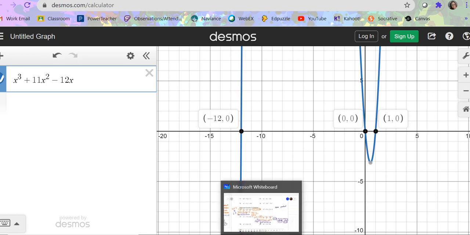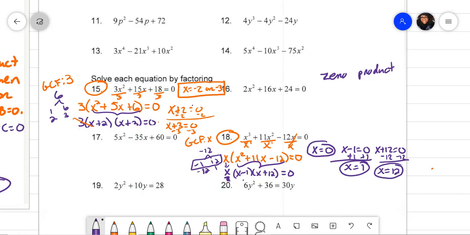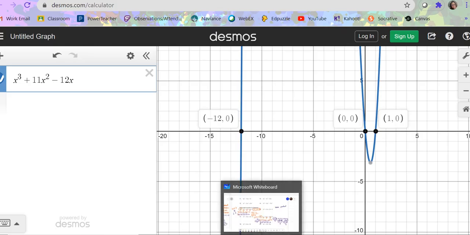So if we go back, those are the three answers we got. We got 0, we got 1, and sorry, that's negative 12. It's my fault there. So those are the same answers we got here using the graphing calculator app.